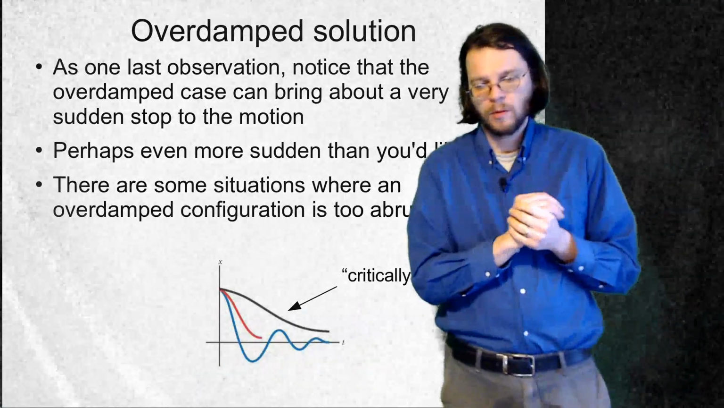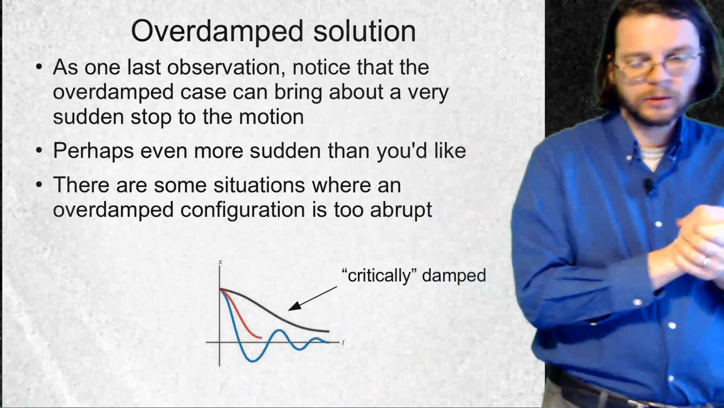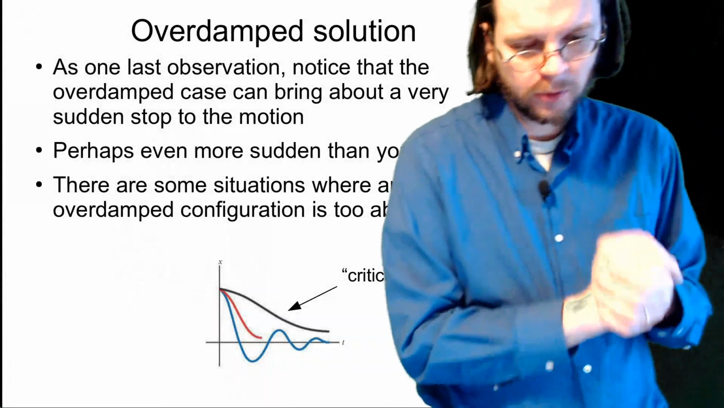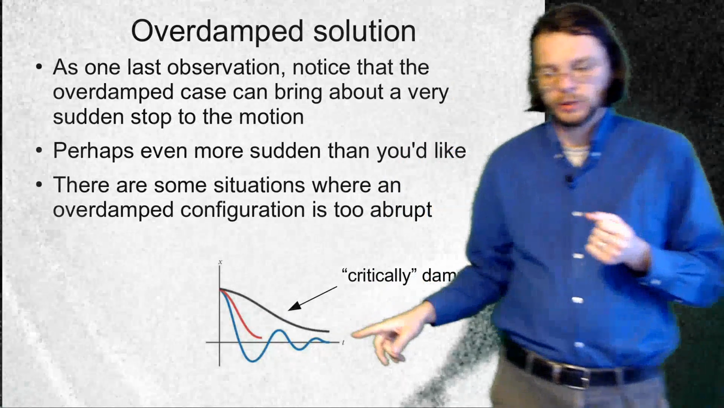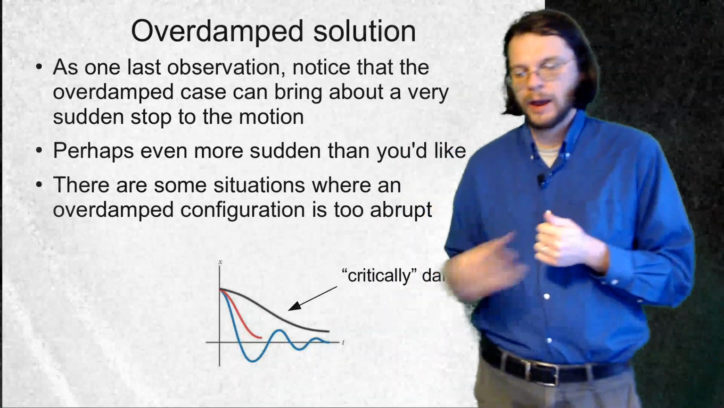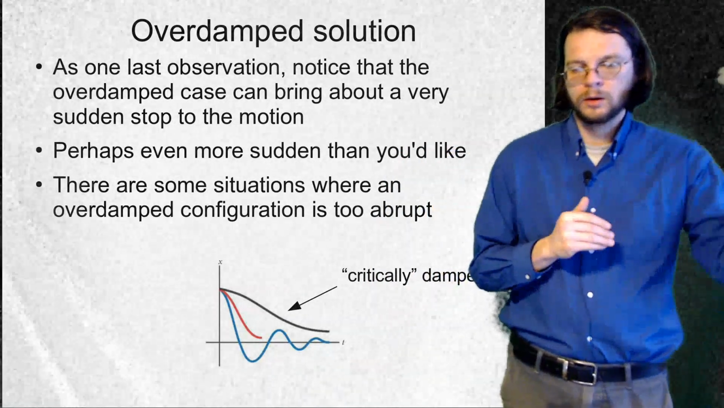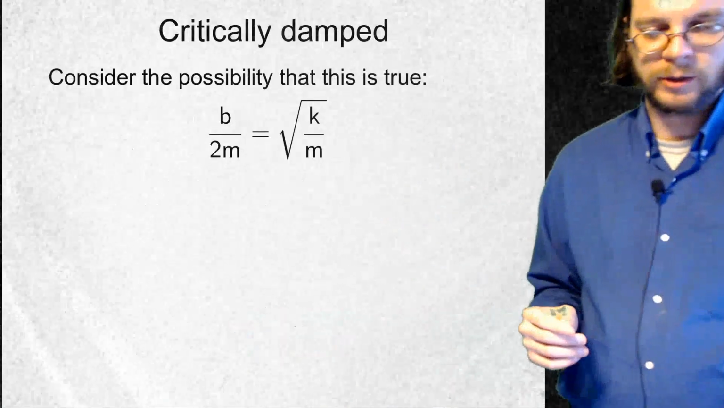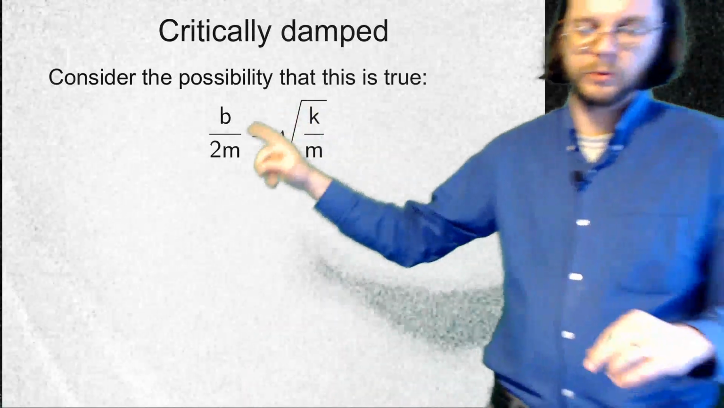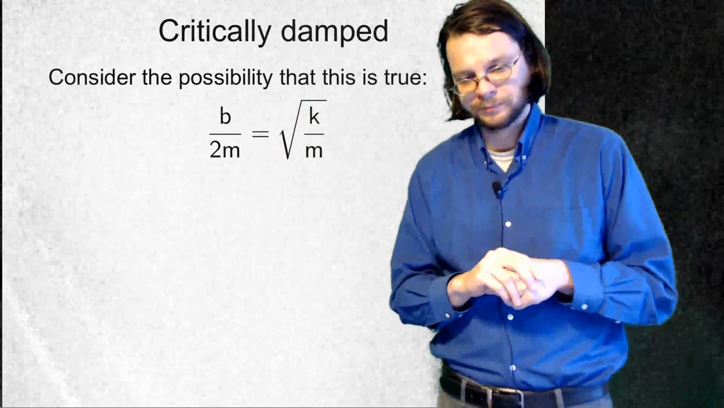All right. So we talked about underdamped. We've talked about overdamped. Now there's a third situation called critically damped, which is kind of halfway in between overdamped and underdamped. And so that criteria is if b over 2m equals k over m.